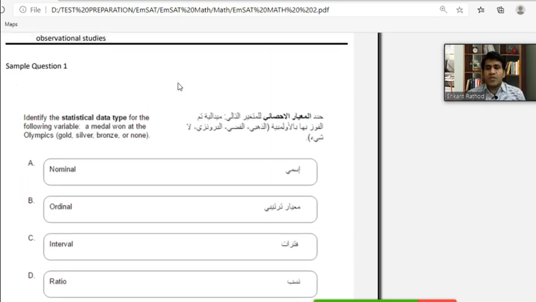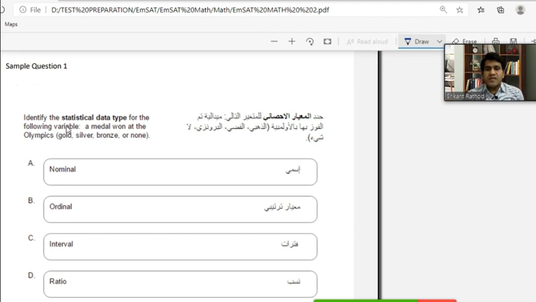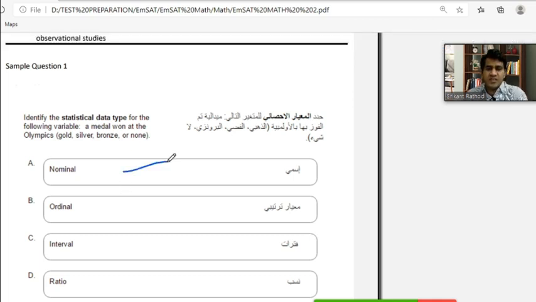The first question is talking about data types. Basically, identify the statistical data type for the following variable: a medal won at the Olympics, that is gold, silver, bronze, or none. So this type of arrangement belongs to which category, whether it is nominal, ordinal, interval, or ratio. Before that, it's better for us to know the definition of each one. So let's see what the definition of each says.